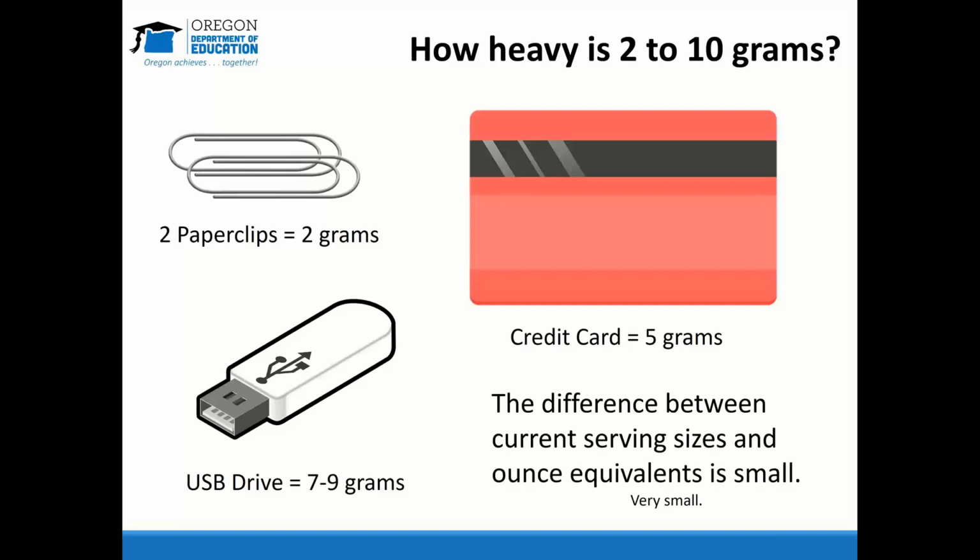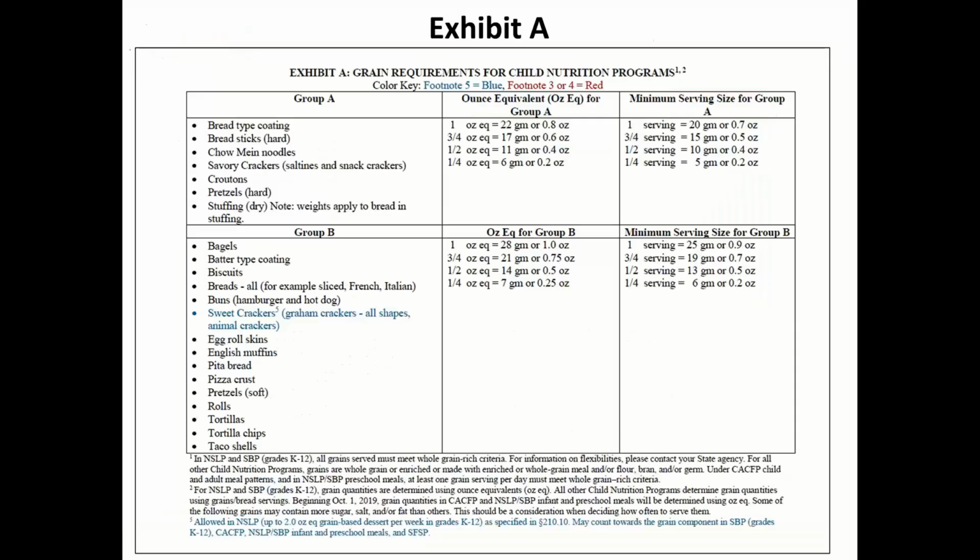differences in weight. As you're preparing yourself to move over to ounce equivalents, understand that this shift represents a very small practical difference to your day-to-day service. 2 to 10 grams is a very small difference, very, very small. And I would bet there's actually probably kids out there who drop more than 2 to 10 grams in crumbs alone every single meal and snack time. Not a lot of difference.